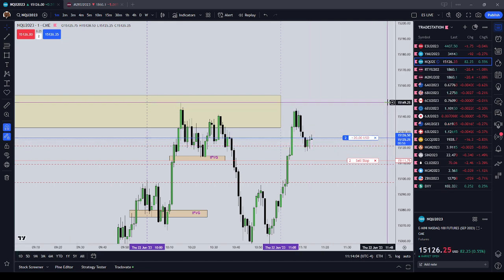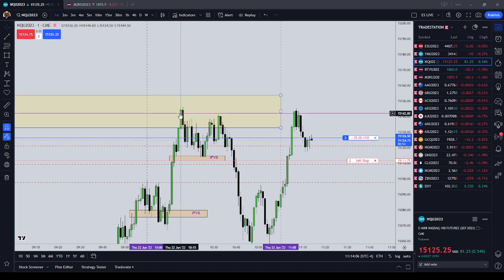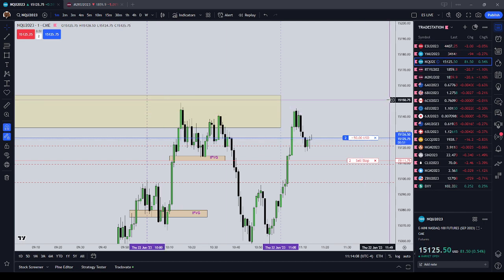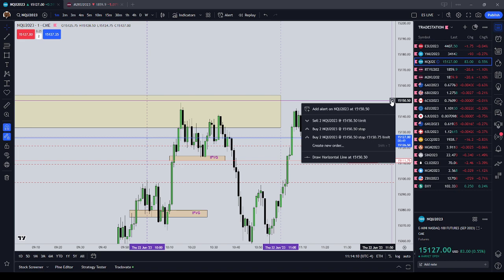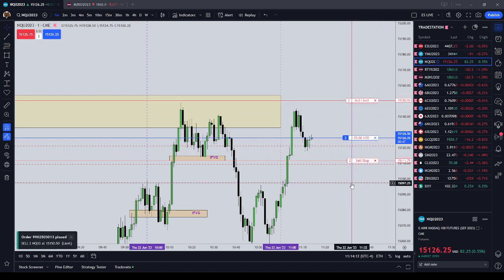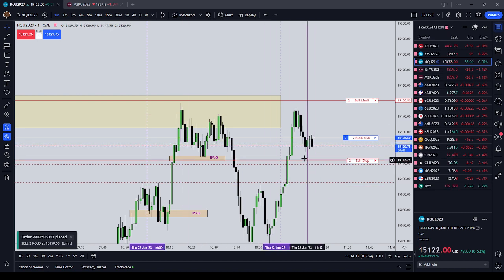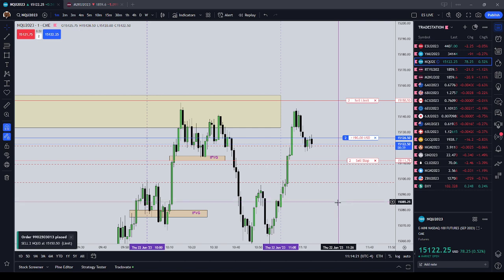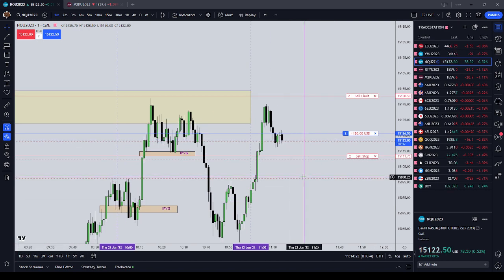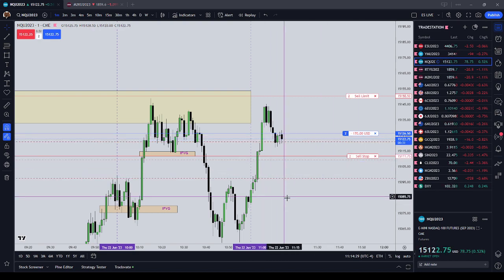I'm going to, what is this high right here? 149 evens. Just going to put my sell limit right there. I think we're going to come and sweep 149 evens because we're respecting this fair value gap. Could be stopped out though.